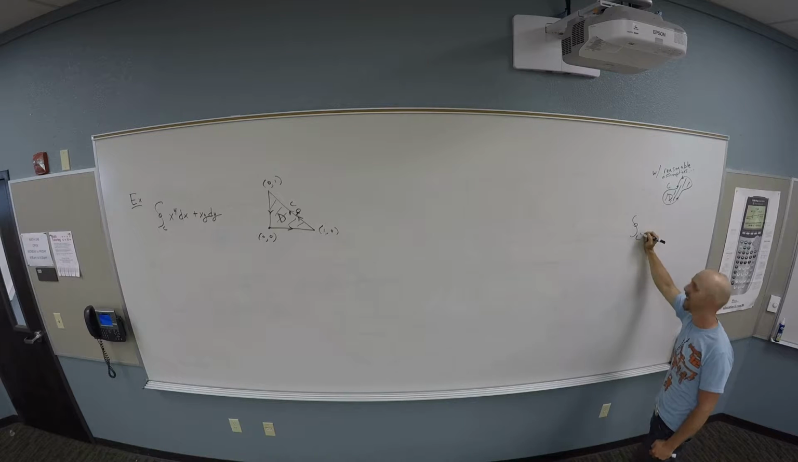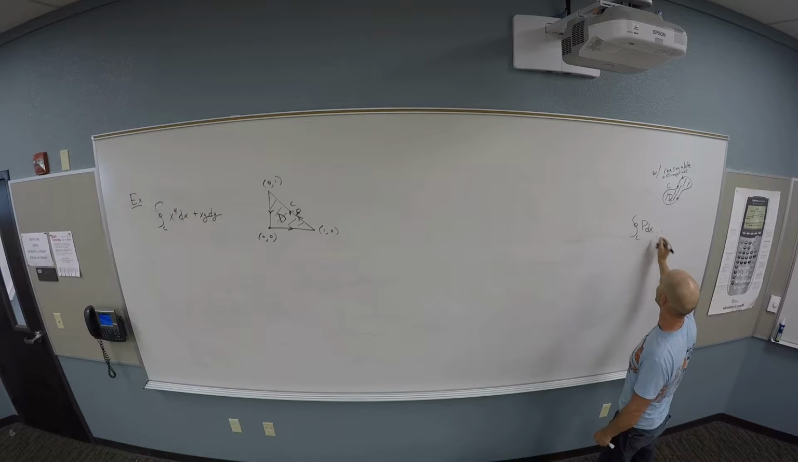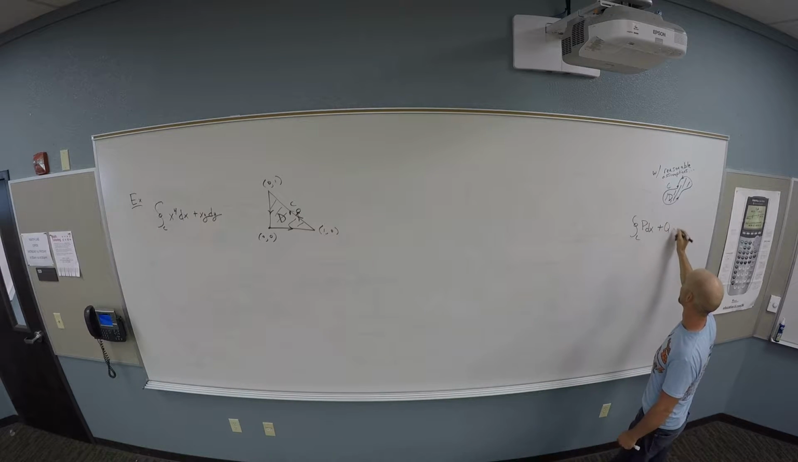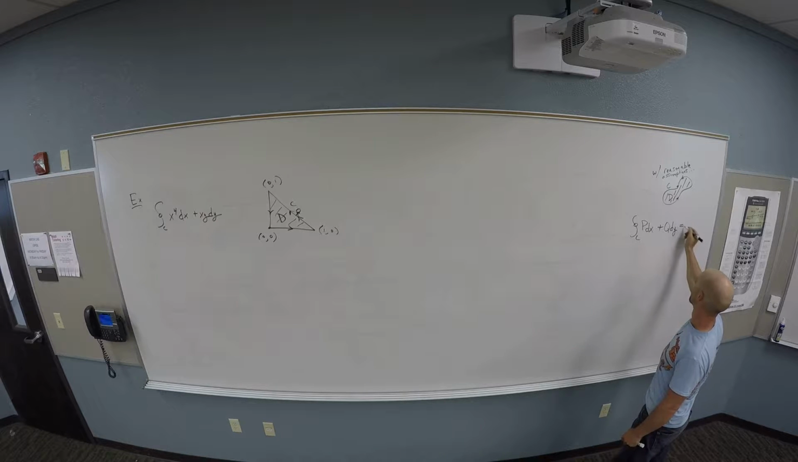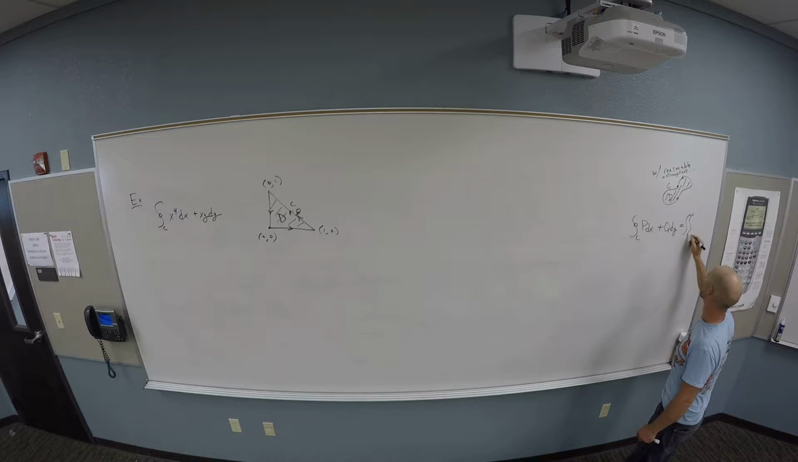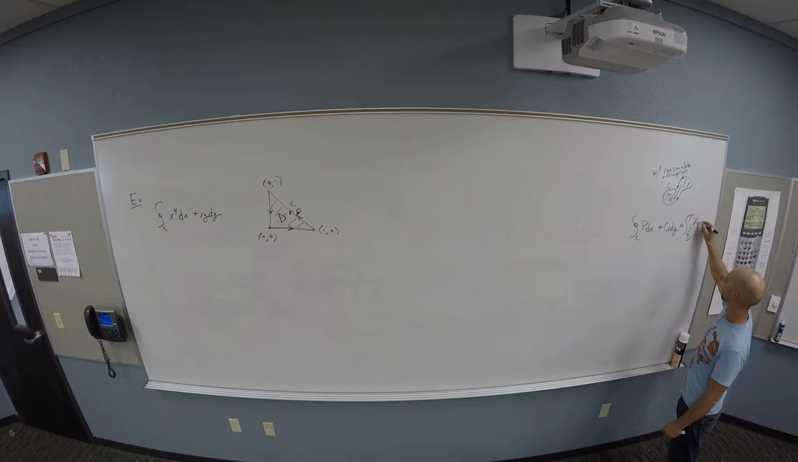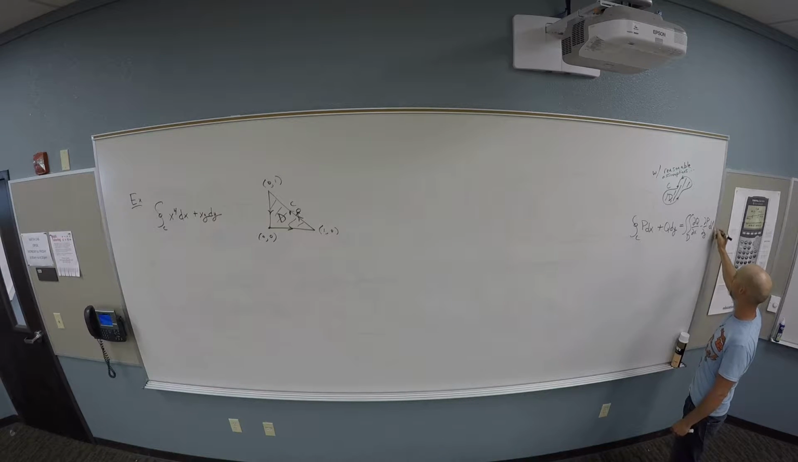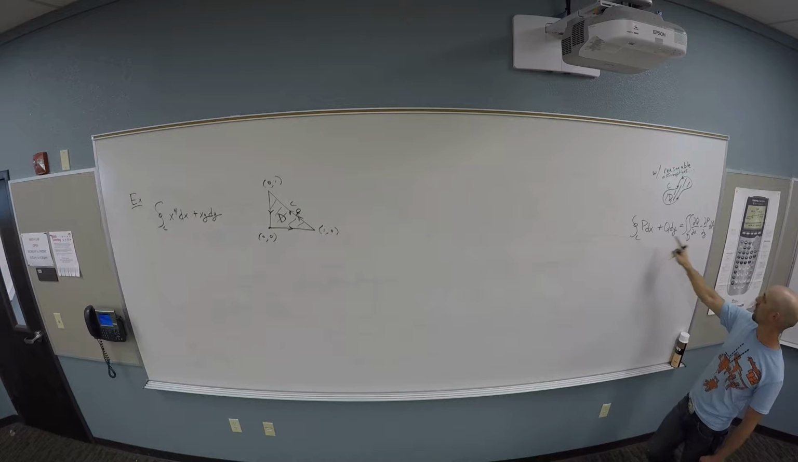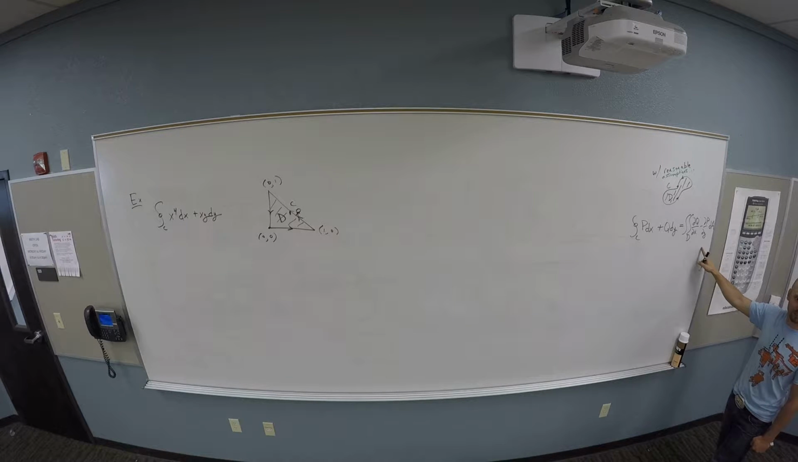P dx plus Q dy equals the double integral over the region D of the partial of Q with respect to X minus the partial of P with respect to Y dA. Okay, perfect. So we can trade the circulation for the sum of the curls around the inside.